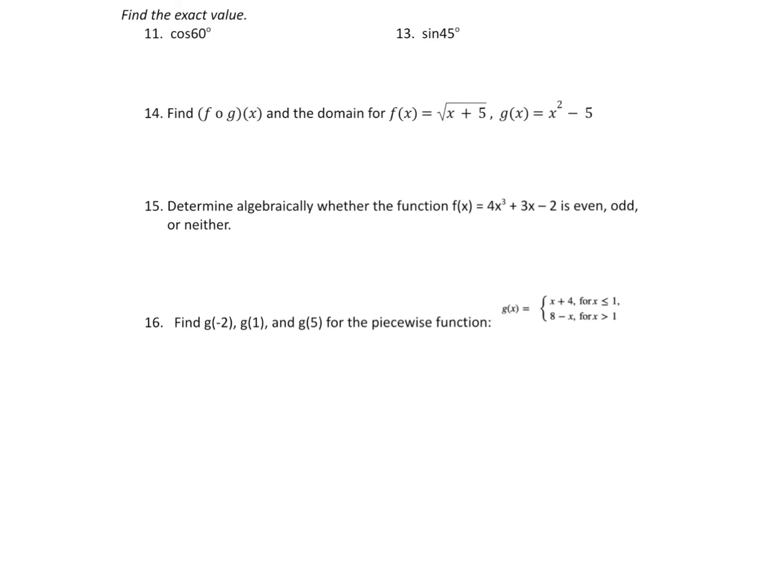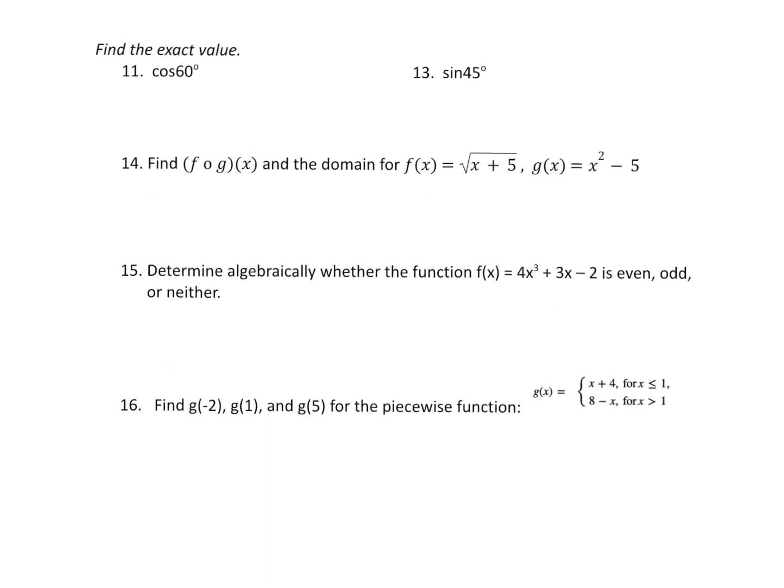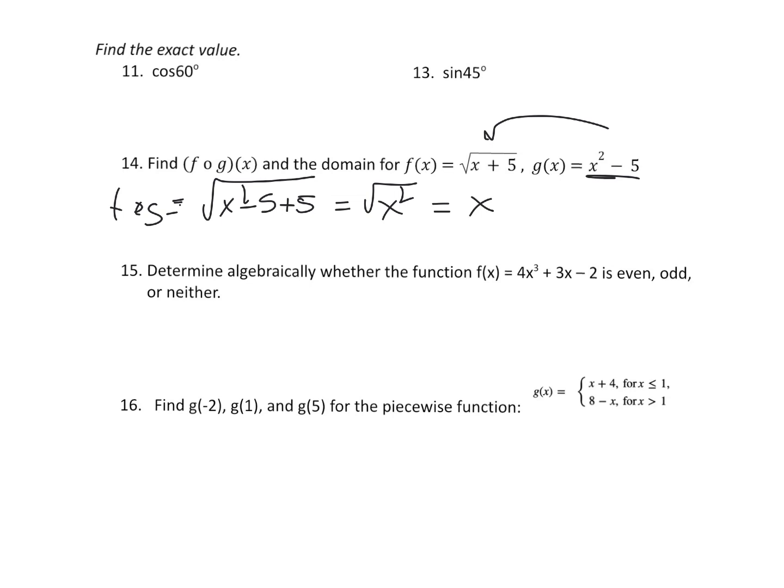So f of g means I'm going to take function g right here, and I'm plugging it into f. So if I do f of g, it's going to look like the square root of x squared minus 5 plus 5. Obviously, the 5's cancel. It just gives me x squared, and the square root of x squared is x. So that's the first answer. That's the f of g of x.